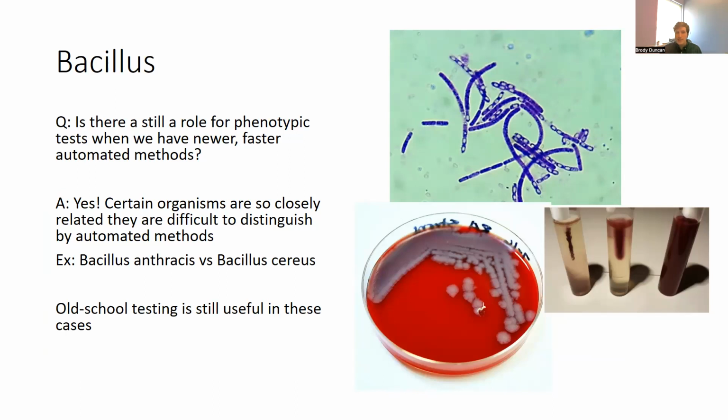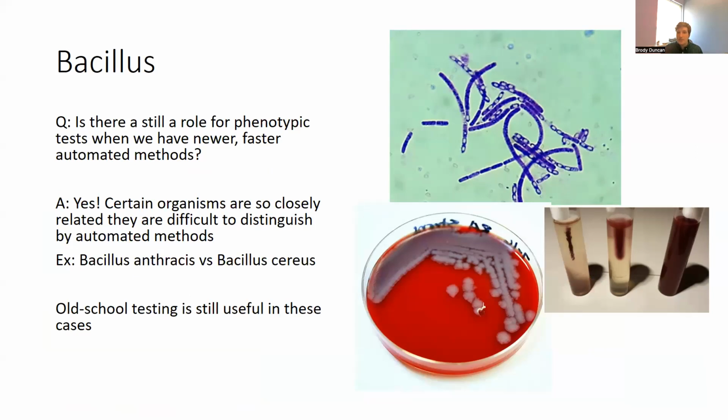When we're talking about Bacillus, one useful question is: is there still a role for phenotypic tests when, now in 2023, when these videos are recorded, we have a lot of new fast automated methods we can use to identify bacteria? And these species are a great example where the answer is yes. There are some organisms that are actually so closely related that it's difficult to distinguish them by automated methods. Bacillus anthracis and Bacillus cereus are actually part of the same species complex. So a lot of our fancy $1 million machines can't effectively differentiate them. So here we can still use some old school testing.